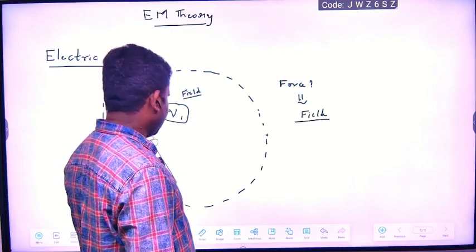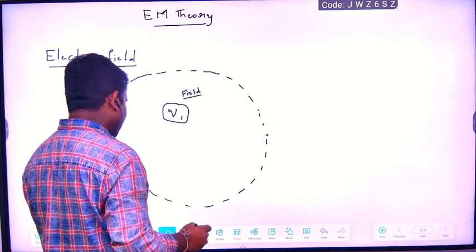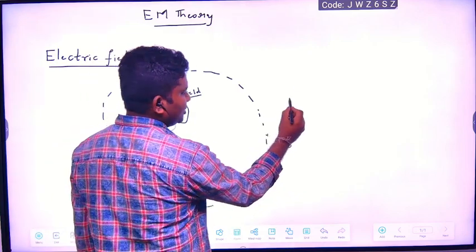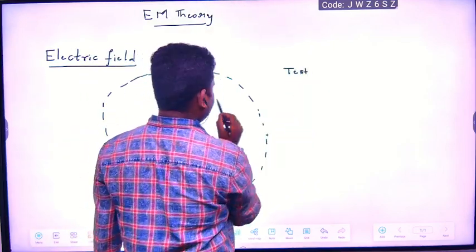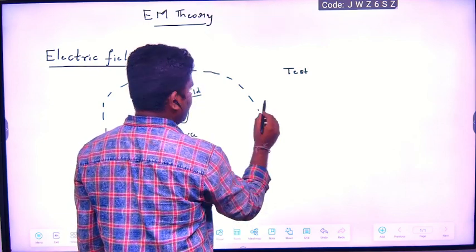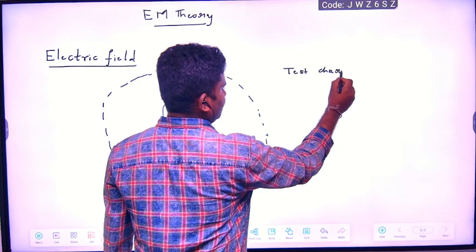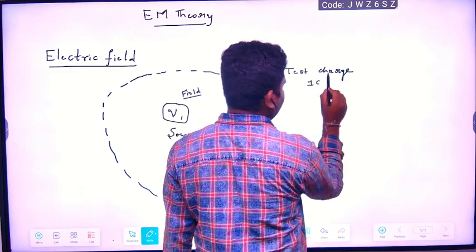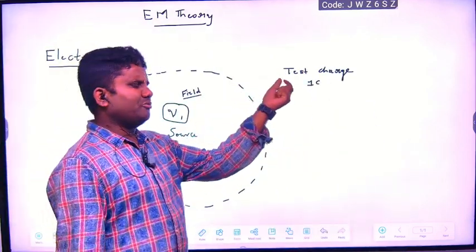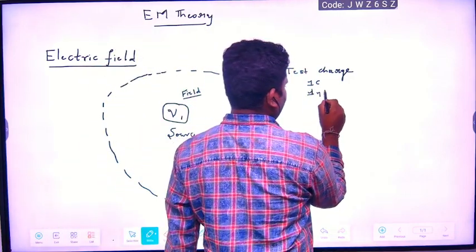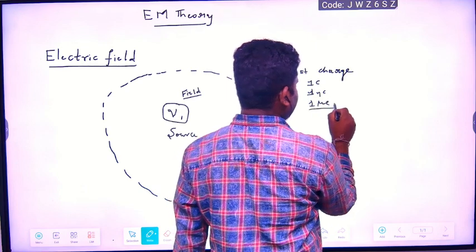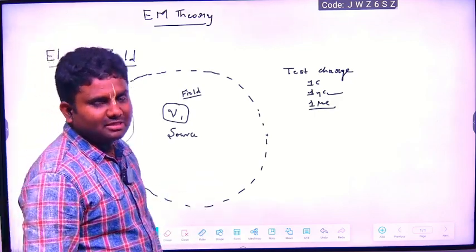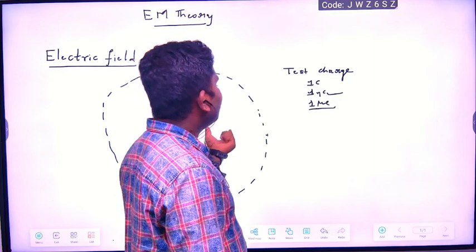One more thing we need to mention clearly: if I want to check how much region this charge has its influence over, you need to take one test charge. This is a source charge, and this is a test charge. If I bring a test charge of, for example, 1 coulomb, or very small values, 1 nanocoulomb, 1 microcoulomb, anything, very, very least. The test charge I will bring near the source charge. So what is the meaning of test charge? It is the charge used to test the field of the source charge.